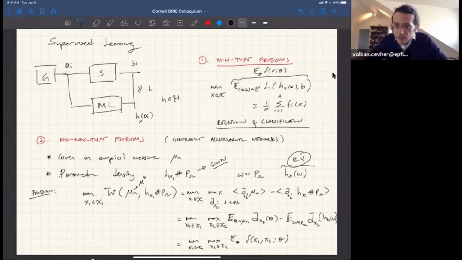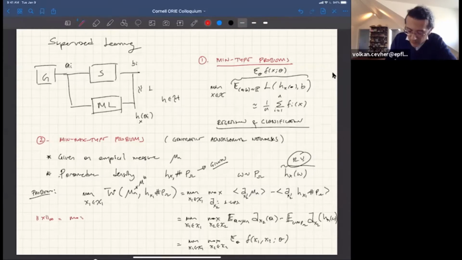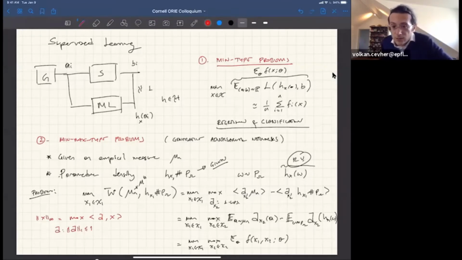The x2 is parameters for this function. So you understand the trick that I did here is literally something like this. You know, I have, let's say, x infinity. I'm just writing it as max over d, with the x d one norm less than or equal to 1. So I'm just doing a trick like this. Okay, this is Kantorovich-Rubinstein duality.